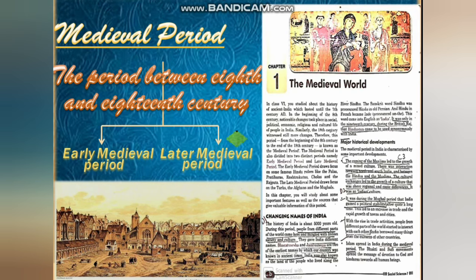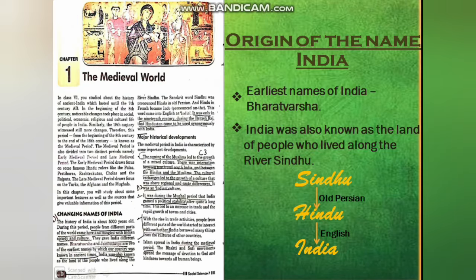Now we can study about the changing names of India. The history of India is about 5,000 years old. During this period, people from different parts of the world came here and mingled with Indian society and culture. They gave different names to India. Can you say one of the earliest name? Yes, Bharatvarsha is one such name.